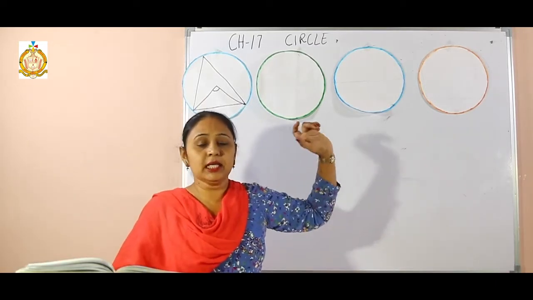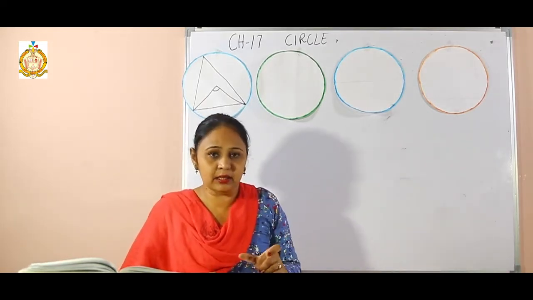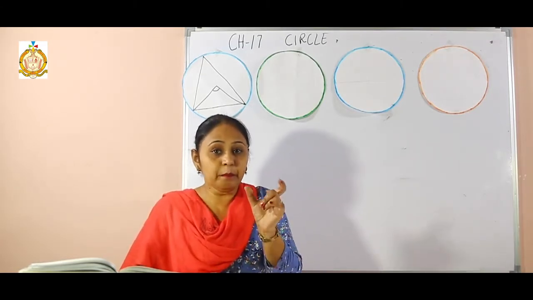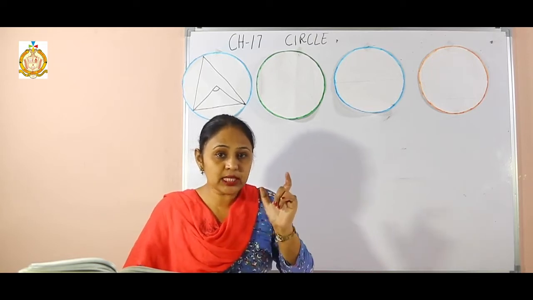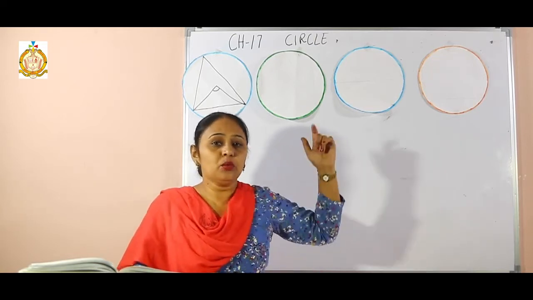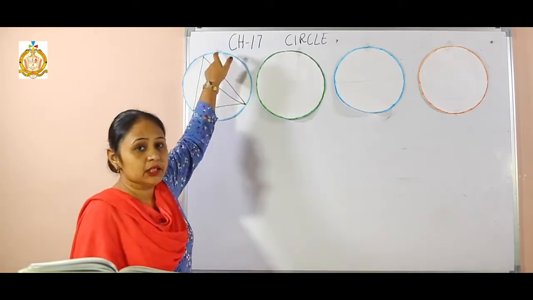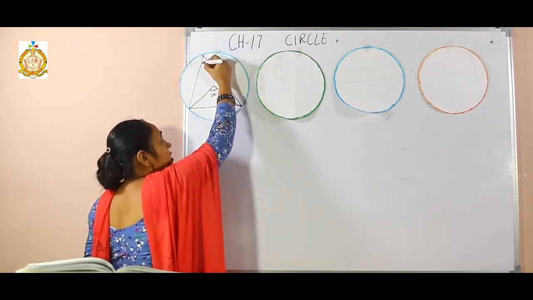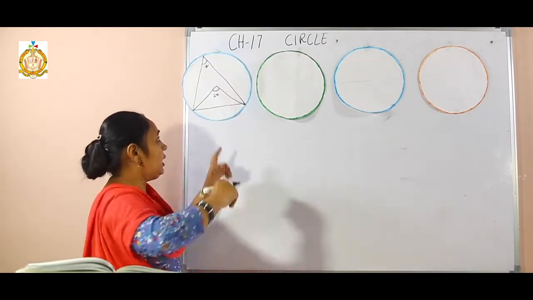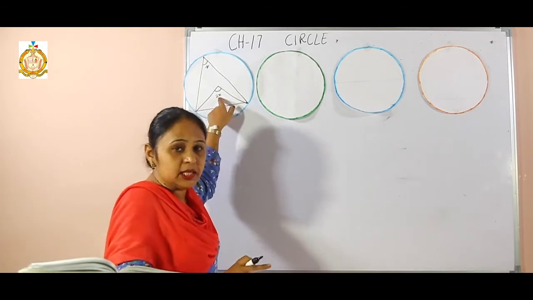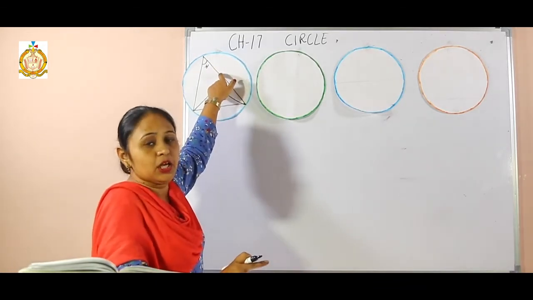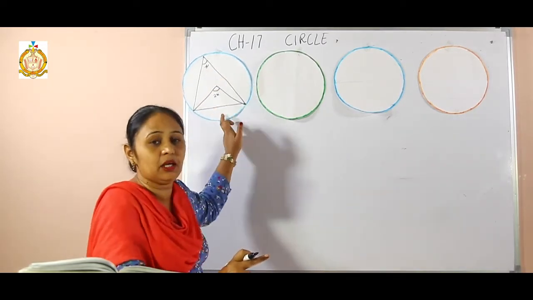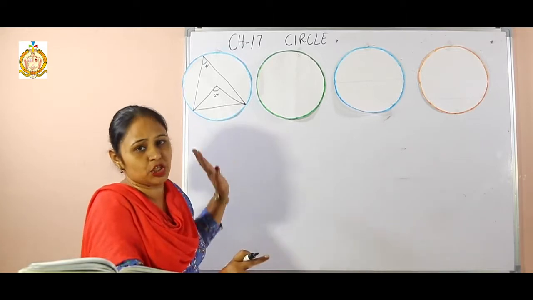The property is that the angle at the center will be double the angle at the circumference if the base is the same. The base should be the same. That means on the same chord, if two triangles are there, one point lies on the center and the other on the circumference. If this angle is 2x, that means the angle on the circumference will be x. The angle at the center is double the angle at the circumference. Or in another way we can say the angle at the circumference is half the angle at the center. This is our first property.